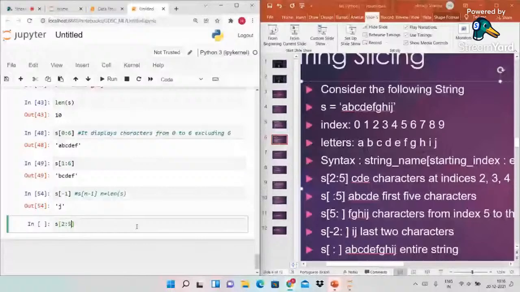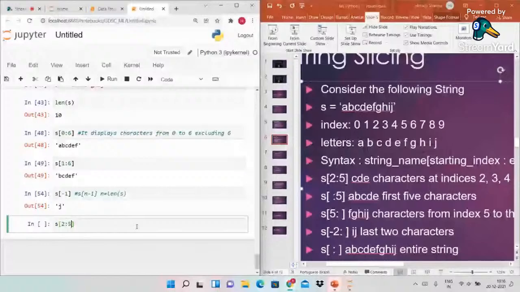Okay, so now let us try and analyze why the output is CD in this case. Because as I told, it will start with the index 2, and it will go on till 5, excluding 5. So what happens? 2, 3, and 4. Okay? So this is what is happening. At 2, we have C, 3rd index D, 4th index E. So that is the reason I've got the output of C, D, and E.